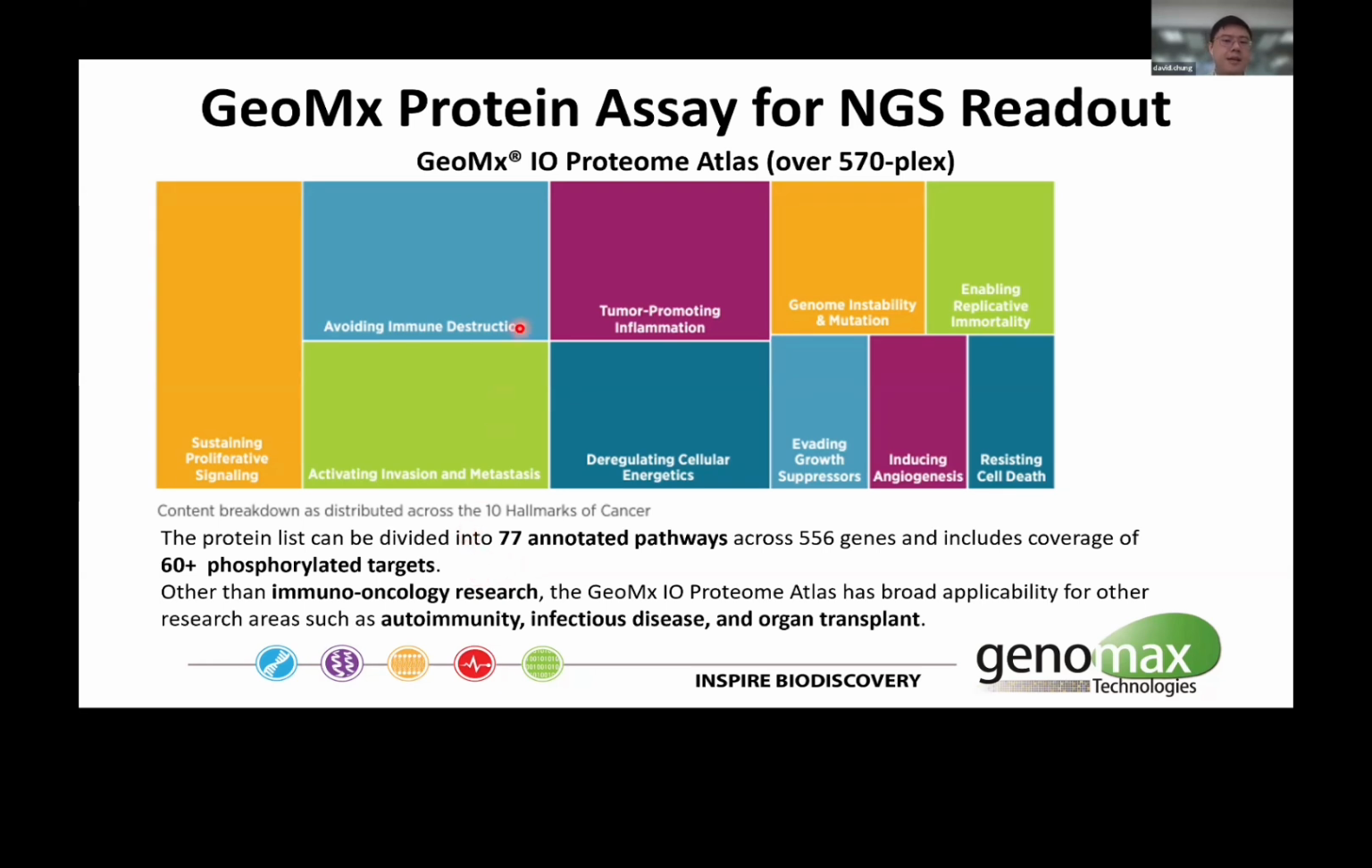So although the name of the panel is IO, immuno-oncology, other than immuno-oncology research, it can also be used for other research areas as well. For example, autoimmunity, infectious disease, and organ transplant. So what we usually recommend is, we will share the protein list with you, and then you can have a look at all the proteins, and then see whether this is something that is suitable for your research focus.